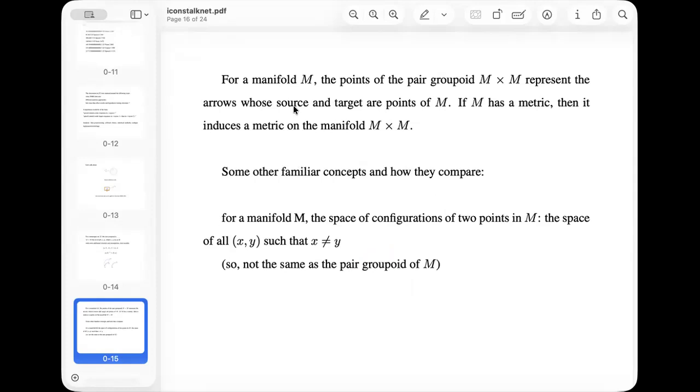Since theoretically the pair groupoid of M is M cross M, the direct product of two copies of M, it's worth discussing how this compares with other familiar constructions. There is the set of configurations of 2 points on M. That is the set of all ordered pairs of distinct points of M, which is a proper subset of M cross M and not the full direct product.